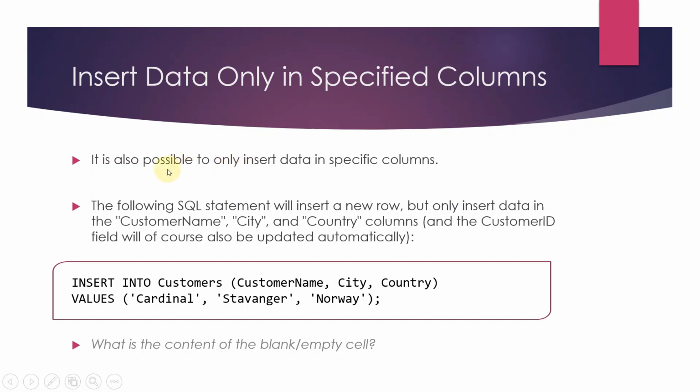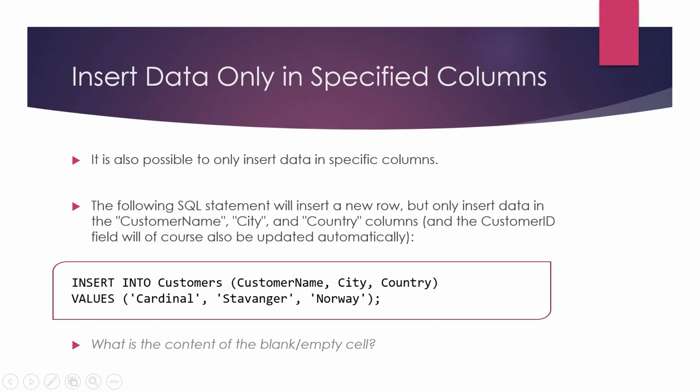Next, it is also possible to only insert data in specific columns. The following SQL statement will insert a new row, but only insert data in the customer name, city and country columns, and the customer ID will of course also be updated automatically. Example: insert into customers, customer name, city, country, values Cardinal, Stavanger, Norway. So the customer name is Cardinal, the city is Stavanger, and the country is Norway. What is the content of the empty cells here? Try to execute it on your computer.